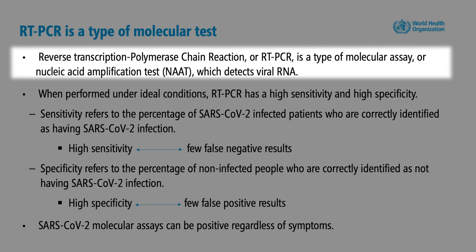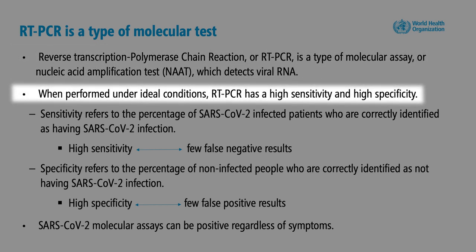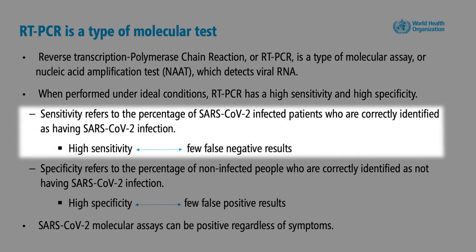RT-PCR, reverse transcription polymerase chain reaction, is a type of molecular assay or nucleic acid amplification test, also called NAT, which detects viral RNA. When performed under ideal conditions, RT-PCR has a high sensitivity and high specificity. To clarify these terms, sensitivity refers to the percentage of SARS-CoV-2 infected patients who are correctly identified as having SARS-CoV-2 infection. Thus, tests with high sensitivity mean there are generally few false negative results.